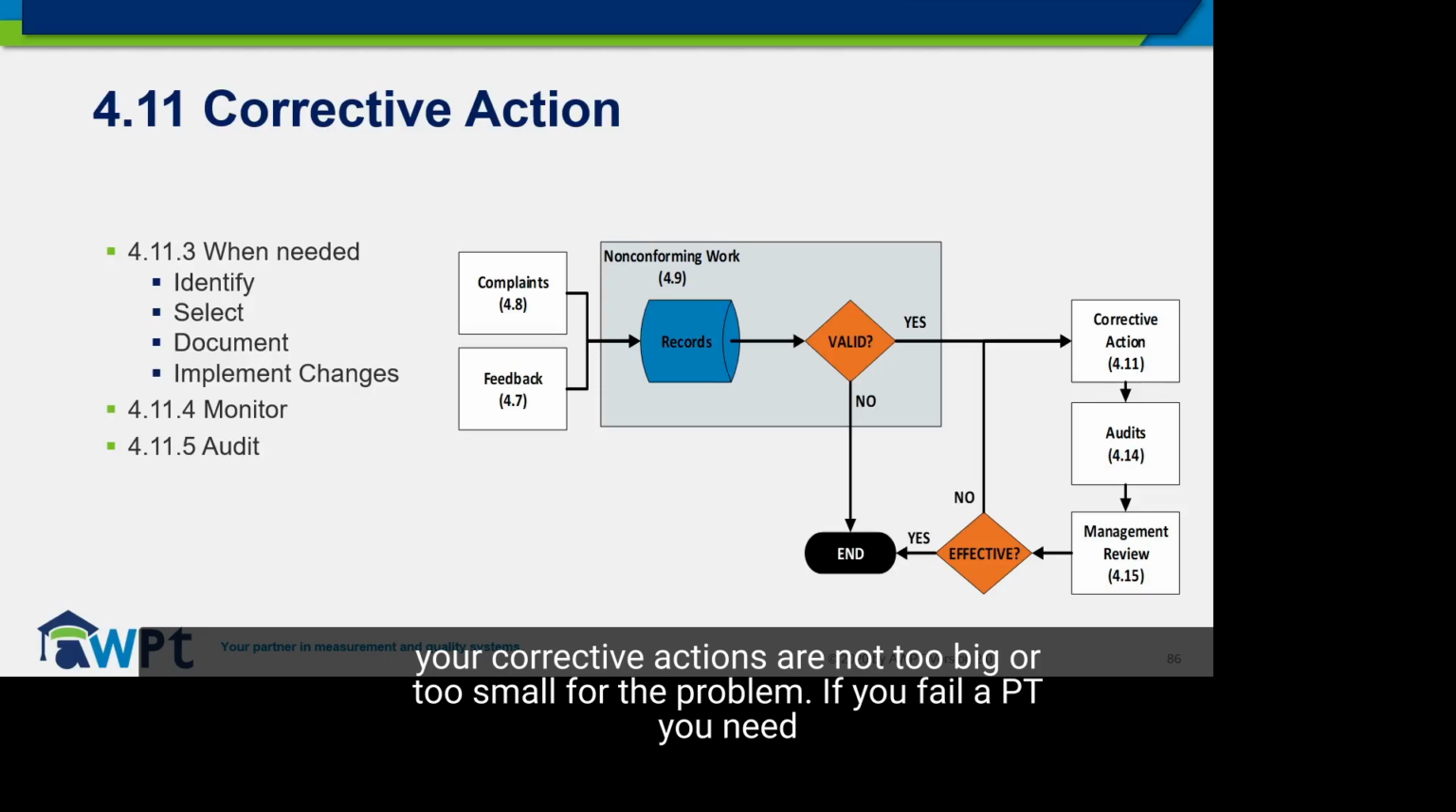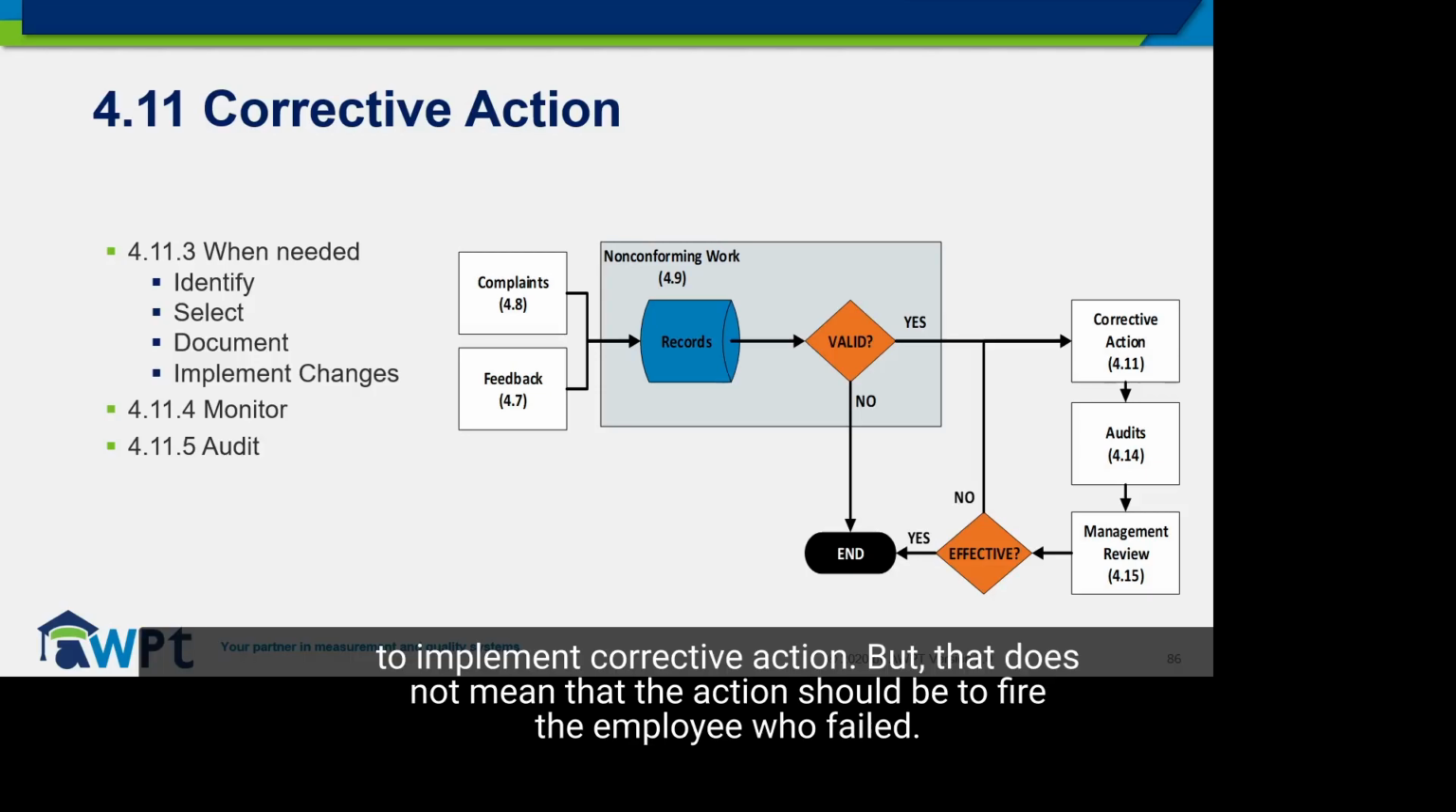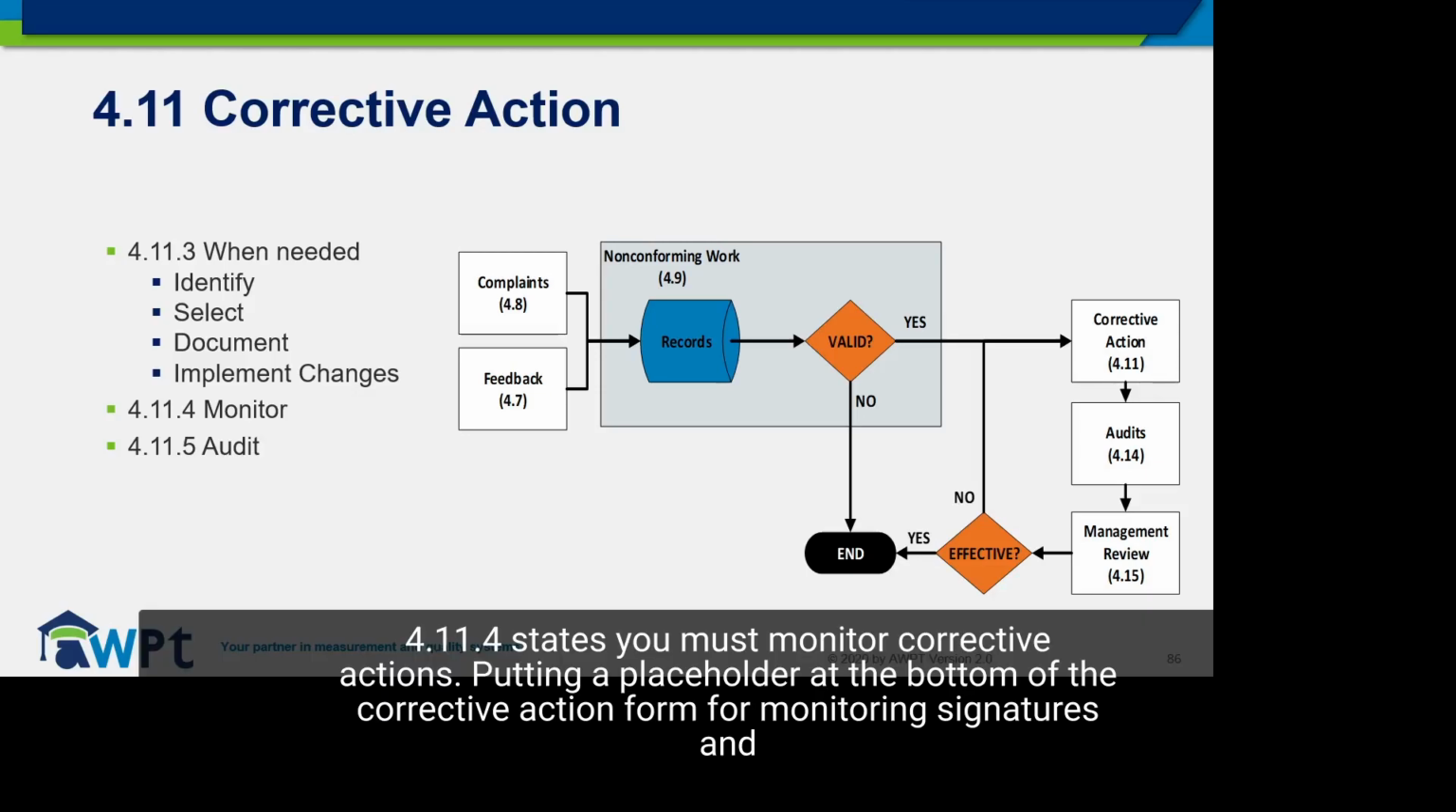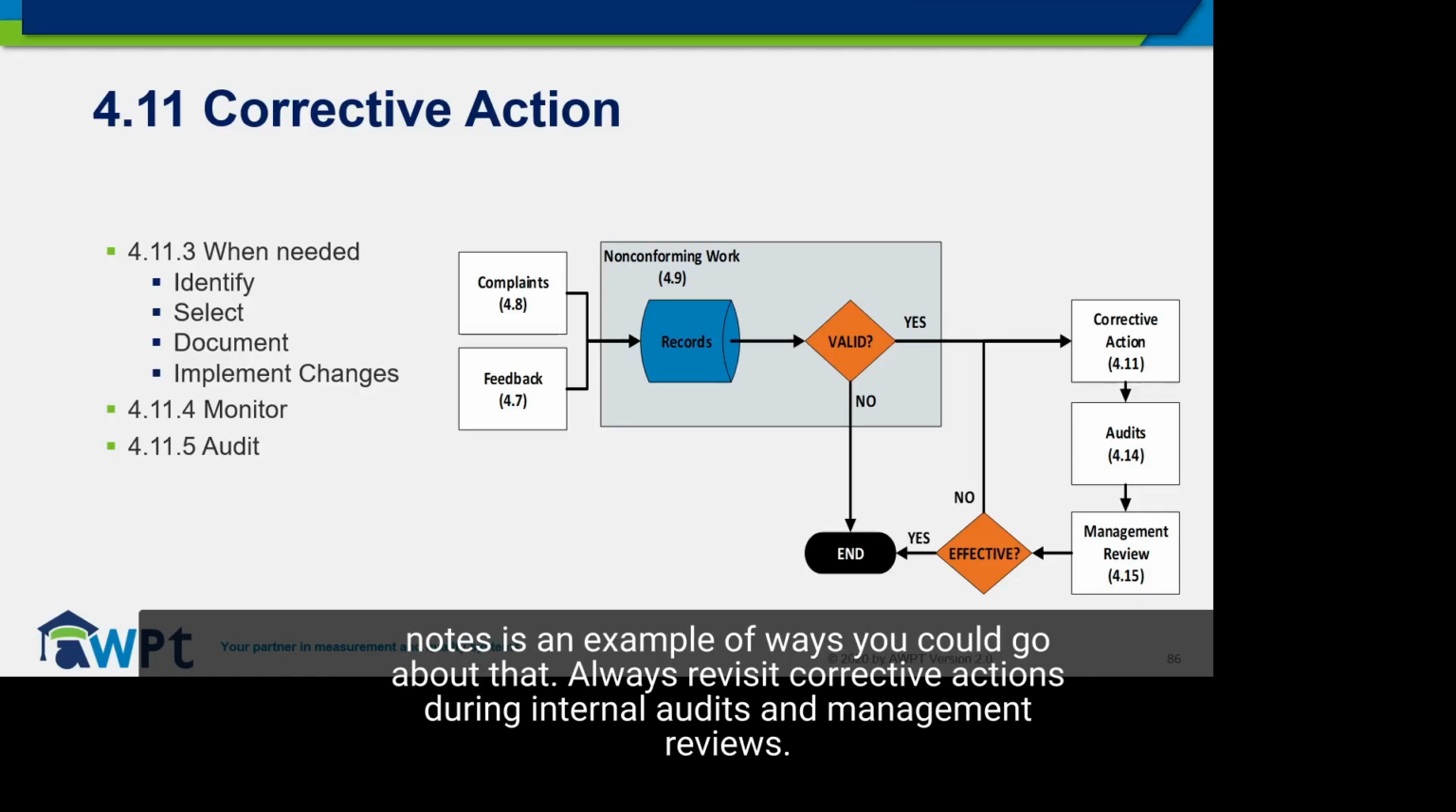If you fail a PT, you need to implement corrective action, but that does not mean that the action should be to fire the employee who failed. 4.11.4 states you must monitor corrective actions. Put a placeholder at the bottom of the corrective action form for monitoring signatures and notes. It's an example of ways you could go about that. Always revisit corrective actions during internal audits and management reviews.